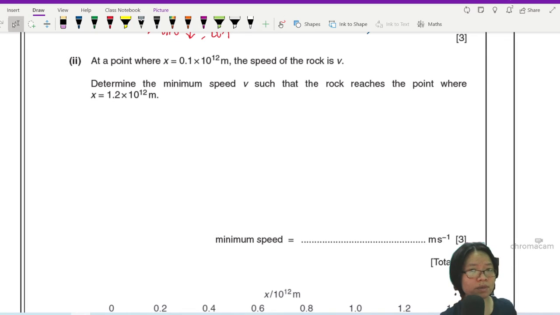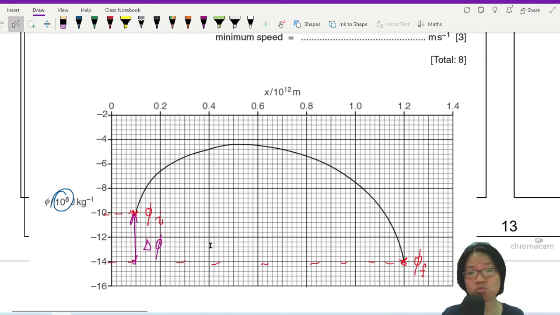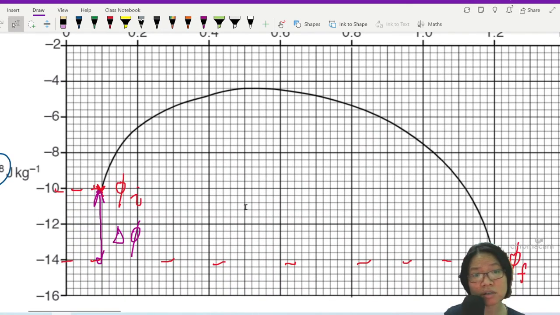Part 2. At the point where x is equal to 0.1, so we're back to the initial position, the speed of the rock is v. Determine the minimum speed v such that the rock can reach the final position. Remember how I said I don't know whether the rock is at 0 speed here? Where's the turning point, guys? I have that meme face. I don't know where the turning point is.